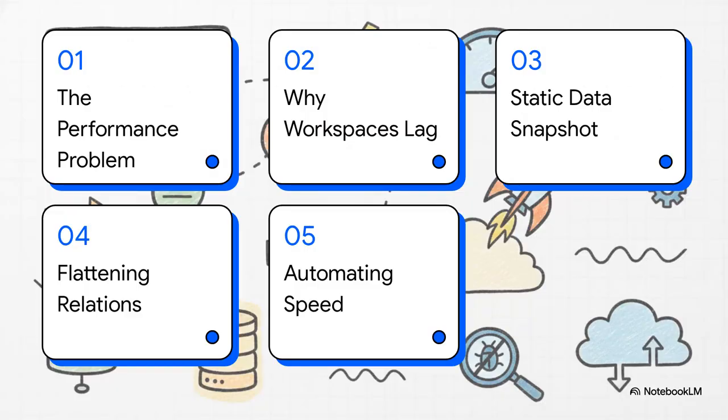First, we'll look at the Notion performance problem. Second, why complex workspaces lag. Third, the static data snapshot. Fourth, flattening deeply nested relations. And finally, automating your workspace speed.